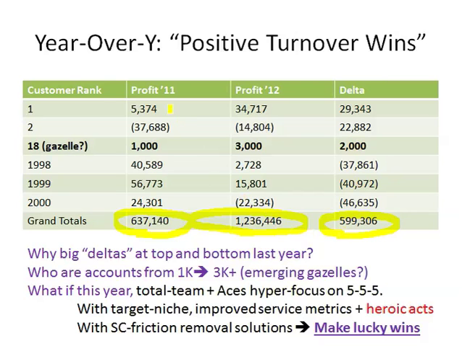Now, if you go look at the number one account at the top of the report, here's somebody that did $5,300 in net profit 2 years ago, 34,000 last year, so the difference is 29,000. This is the column that ranks everybody right here.